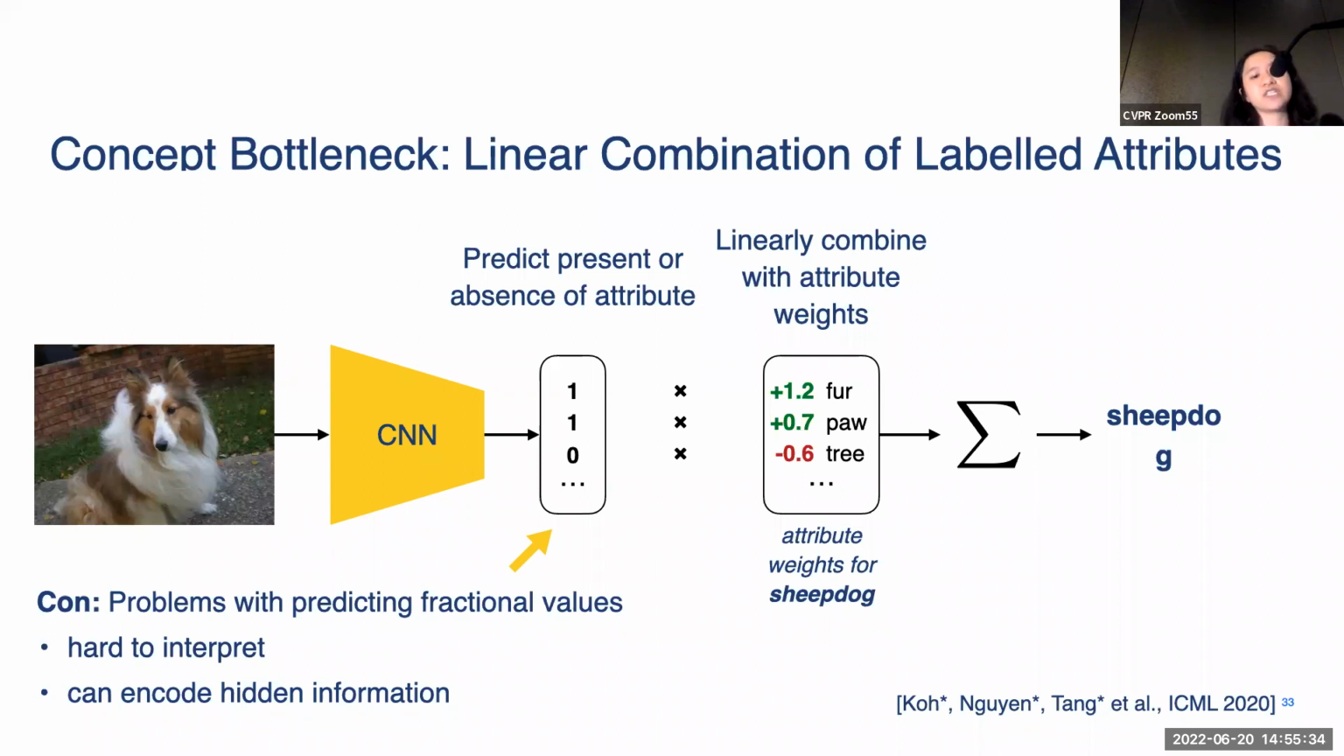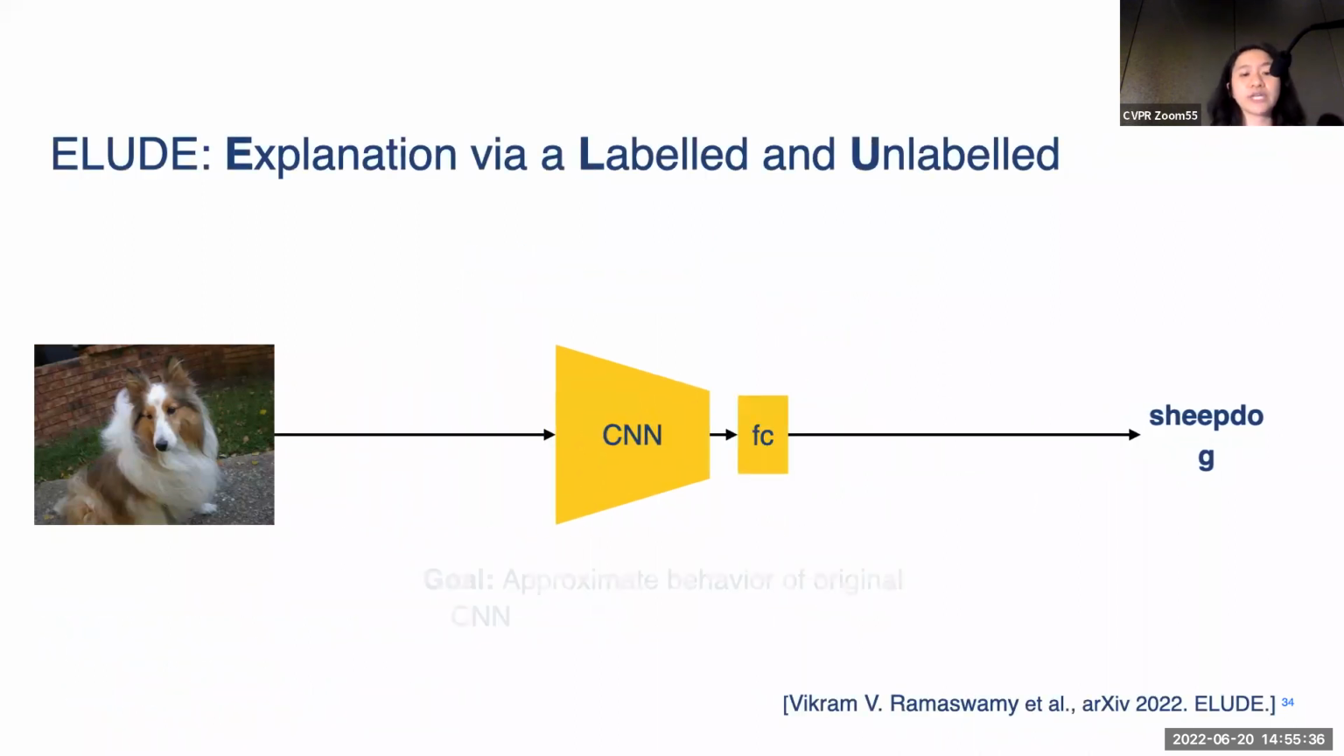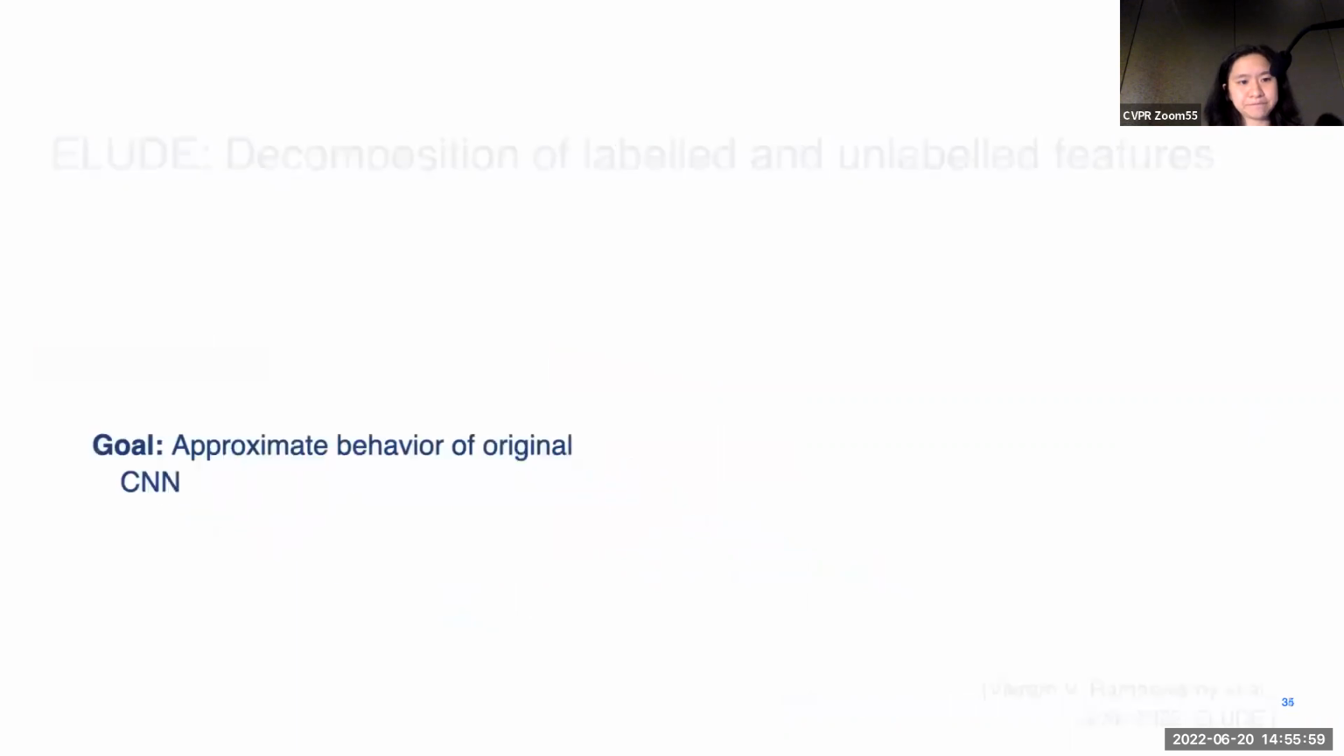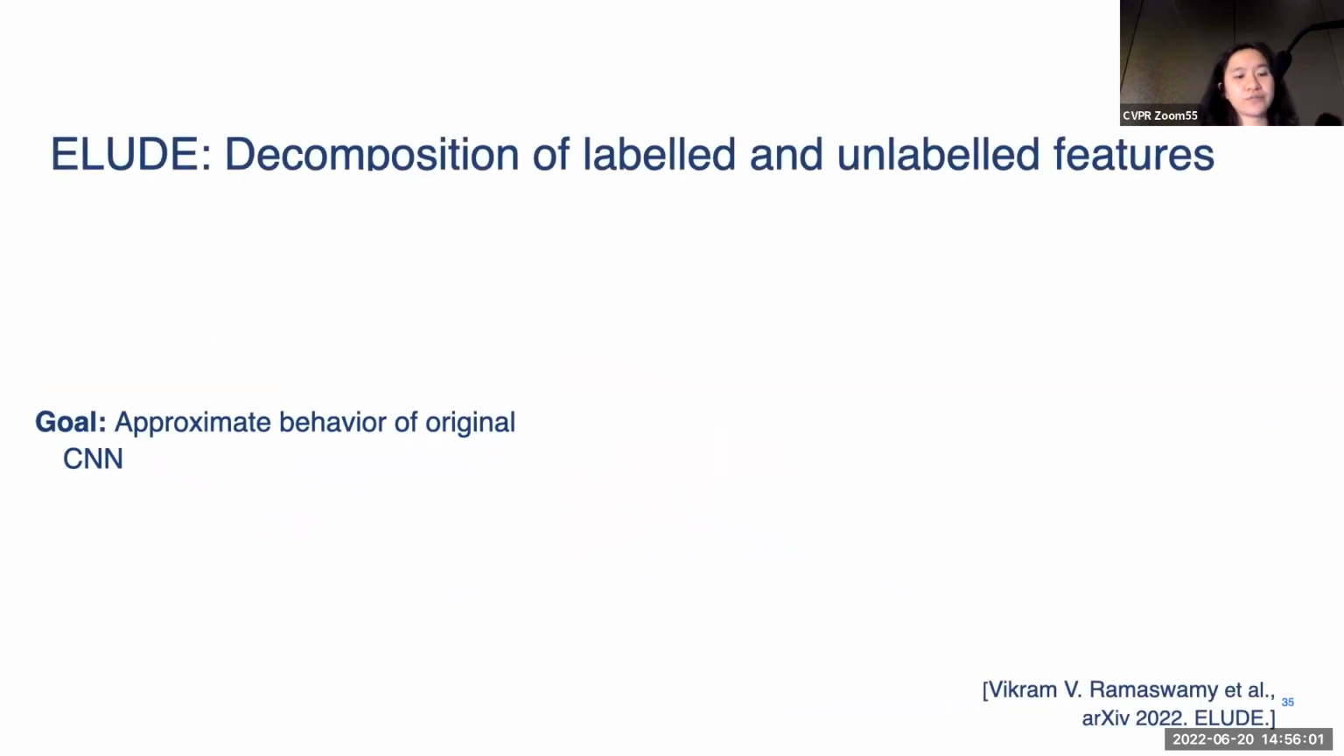So building off of the concept bottleneck model, our latest work, ALLURE, which stands for explanation via labeled and unlabeled decomposition of features, differs in a few key ways. The first is we aim to approximate the behavior of a model after it's been trained. So this is a post hoc technique instead of training an interpretable by design model from scratch. And the second is that we aim to do this by explaining the model's behavior as a decomposition of labeled and unlabeled features. And so recall that this is our goal.